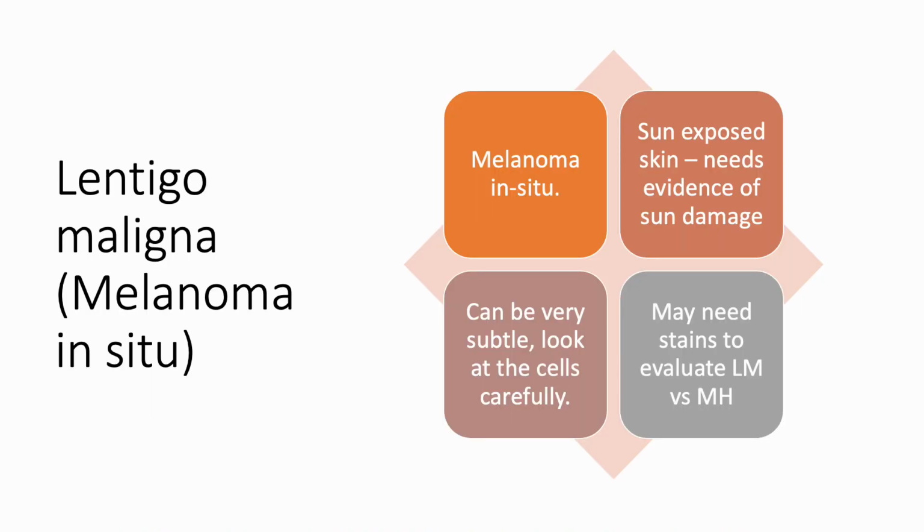Let's talk about the lentigo maligna. Lentigo maligna is actually a melanoma in situ, but it has a unique feature: it usually happens in sun-exposed skin, and you need to have evidence of sun damage in order to make the diagnosis. We separate sun damage versus non-sun damage because the molecular pathway is different. That is above your level, but that's the general rule. We use different subtypes to indicate what could be the mechanism behind the scenes.